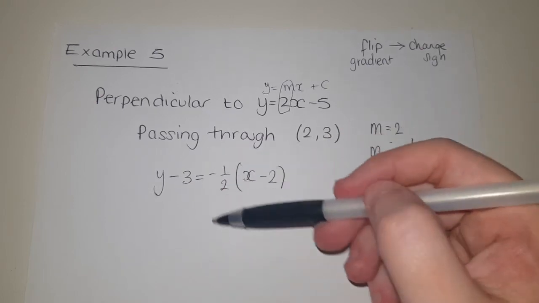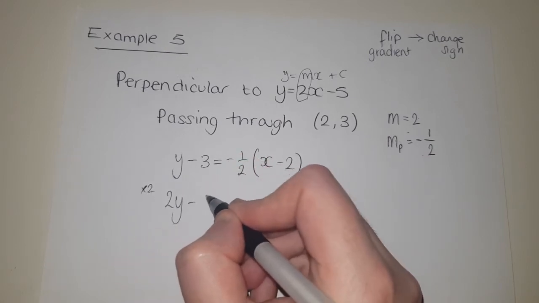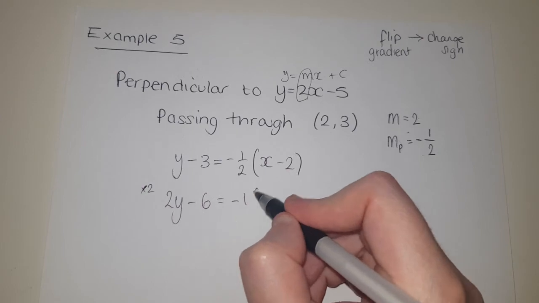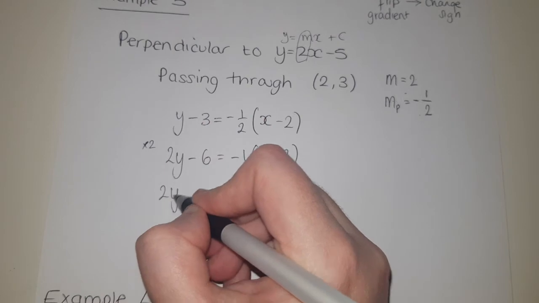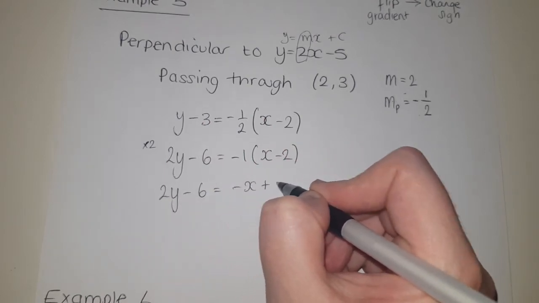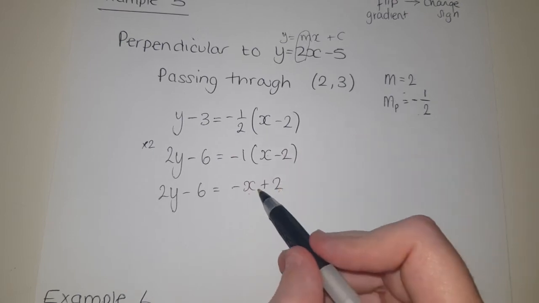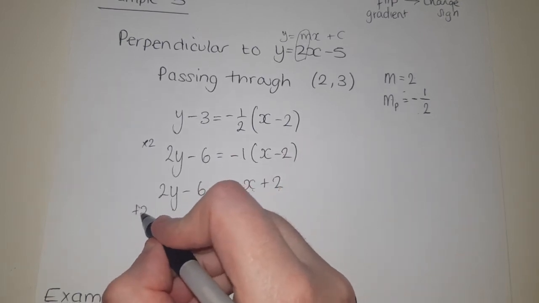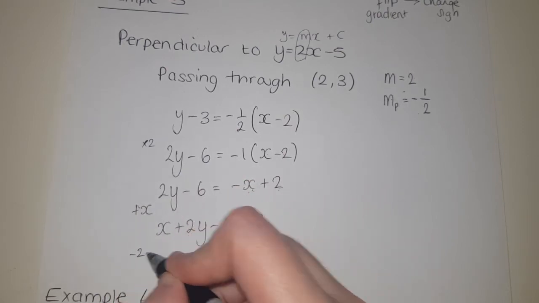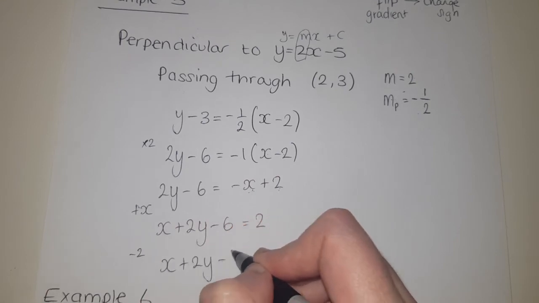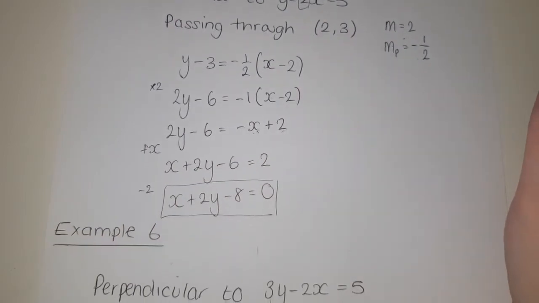And this is another one where we're going to get rid of the fractions, I don't like dealing with them. So if I times by 2 first, I get 2y minus 6 is equal to, and then I'm left with a minus 1 outside the brackets. Same as before, expand your brackets. Minus 1 times x is minus x, minus 1 times minus 2 is positive 2. And then again, we're going to try and keep that x term positive, so I'm going to add x to both sides. x plus 2y minus 6 equals 2, and then we're going to subtract 2. And again, I've got my equation of the line.